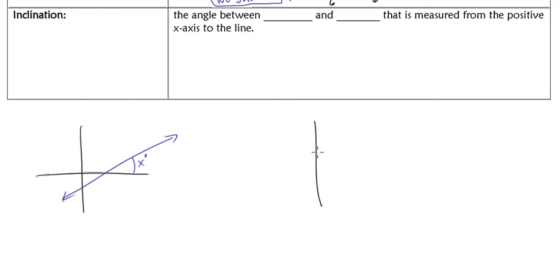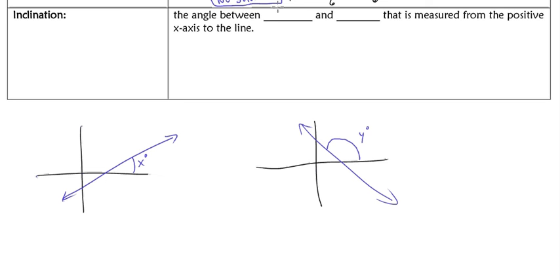So even if the line has a negative slope, so maybe you have one coming through like that, inclination is still going to be measured going up. It's still going to be going up. And now this one will be much bigger. So let's call this one y degrees. Notice that it's still going to be a positive value.